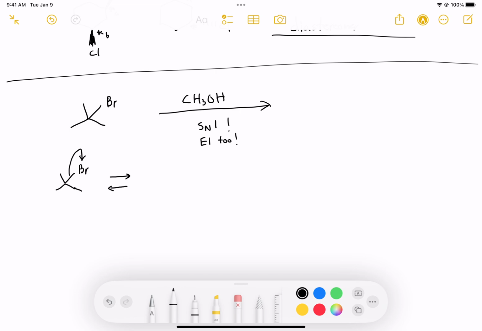But so it's okay for now, but you should think of these as equilibrium processes because it can go backwards. The bromine could leave, but then it could just reattach because it's a good nucleophile. So you should draw them going back and forth. So now we have a planar intermediate, or carbocation intermediate, okay? So now we can also go in the forward direction because it's going to go forward or backwards.